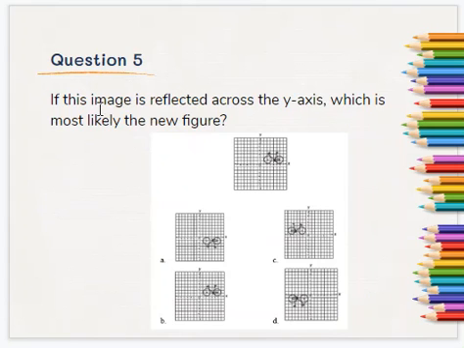Question 5. If this image of a bicycle is reflected across the y-axis, which is most likely the new figure? Again, y-axis, is it the axis that goes horizontally from left to right or right to left? Or is it the axis that goes vertically up or down?